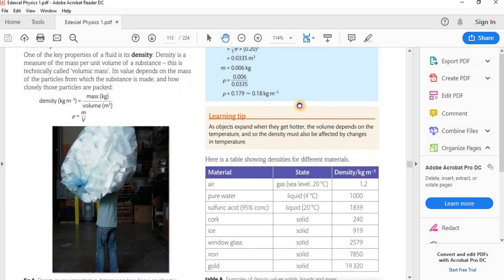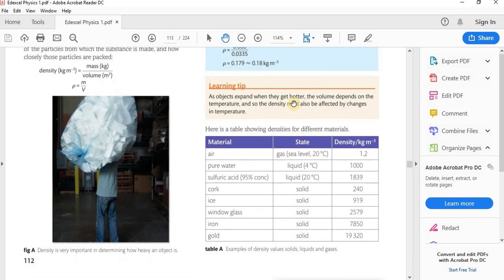Alright, let's go through this. Learning tip: as objects expand when they get hotter, the volume depends on the temperature, and so the density must also be affected by changes in temperature. I already explained that when the temperature increases, volume increases. So when the volume increases, the density decreases. So when the temperature increases, the densities of materials decrease, because the mass is constant and the volume increases. Density is inversely proportional to volume. So when mass is constant and volume increases, density decreases.